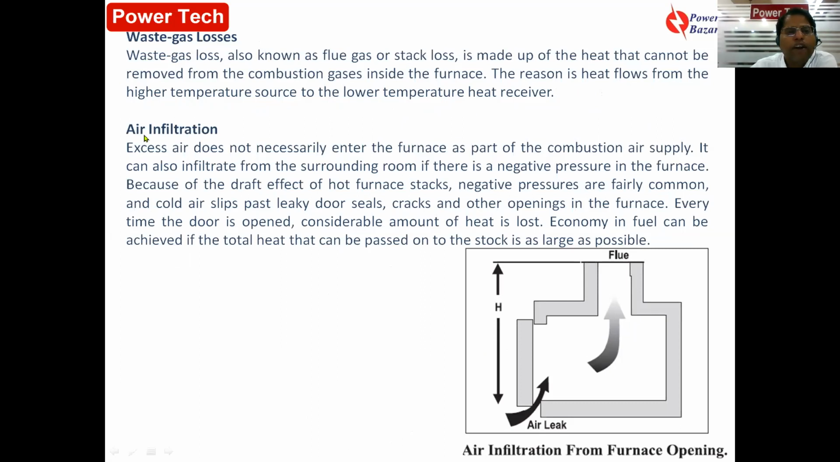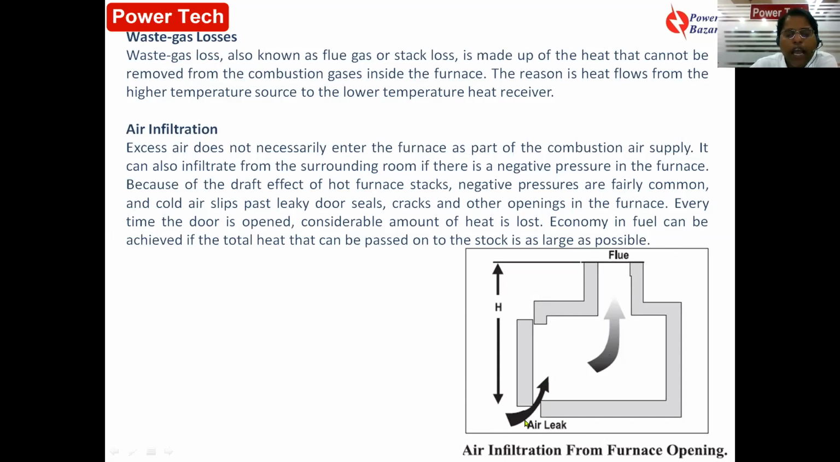Now, air infiltration. What is happening? There is an ID fan which takes out the furnace waste gas or the dry flue gas. Normally there is negative pressure in the furnace. So what will happen is that from the outside, through leakage of the furnace or through the different openings of the furnace, the air leaks in because it is under vacuum or negative pressure, since the ID fan is operating.